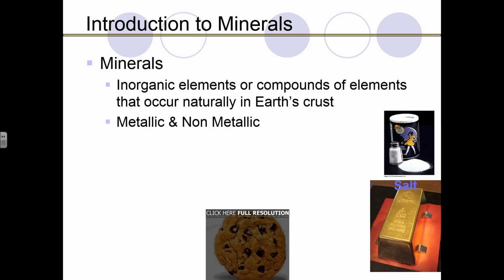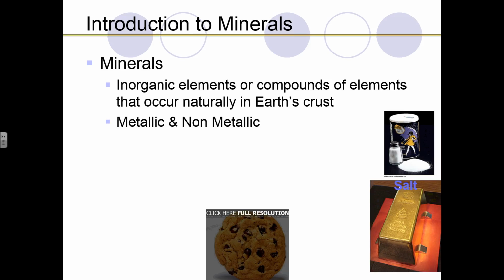We can break down our minerals into metallic and non-metallic. So metallic minerals are going to be metals. Some properties or characteristics of metals is that they are going to be malleable or bendable. They're going to be lustrous or shiny, and they're going to conduct electricity. Many of our metal minerals have originated from igneous rock. And to give you some examples like copper, iron, and gold, those are examples of metallic minerals.